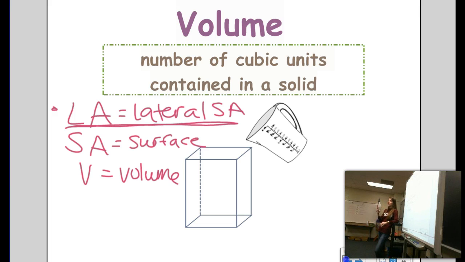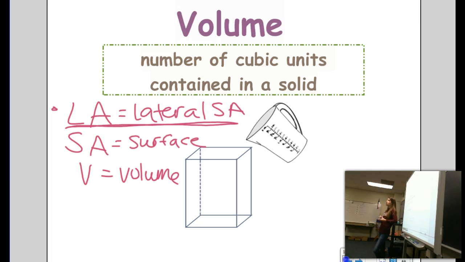When you put a label on a soup can, you're not covering the top. You're not covering the bottom. Oh, I'm sorry. I heard Kylie. Drew said it first. Drew, you get credit. Anyways, you're not covering the top. You're not covering the bottom. You're covering the lateral surface area.